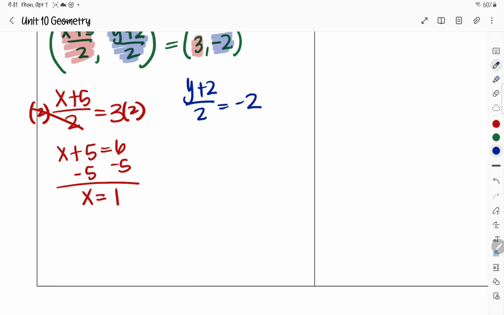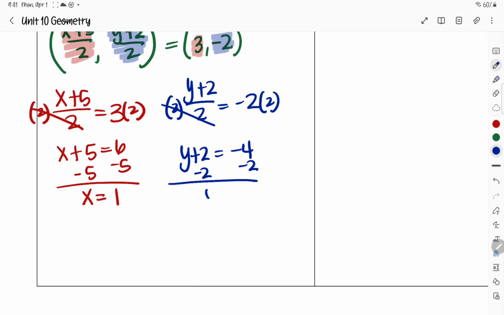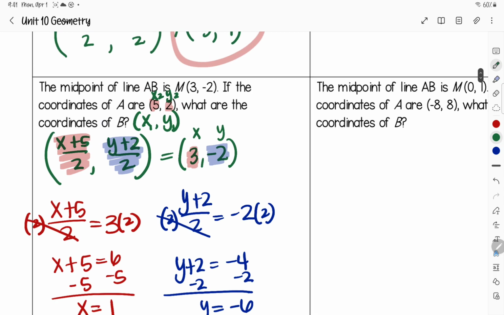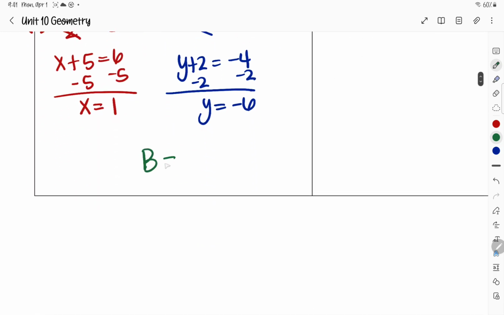Now let's find the y coordinate. Again, I need to get rid of this 2, so I multiply both sides by 2. Those cancel. y plus 2 equals negative 4. Subtract 2 from both sides, and y equals negative 6. Remember, we're looking for the coordinates of B, so B equals the ordered pair 1, negative 6, because this is the x and this is the y.